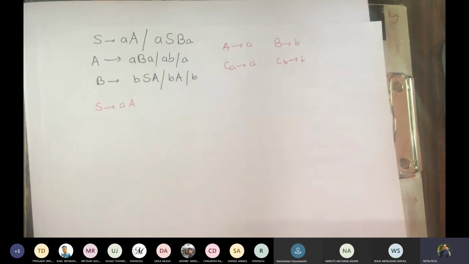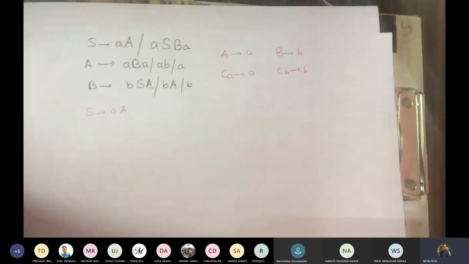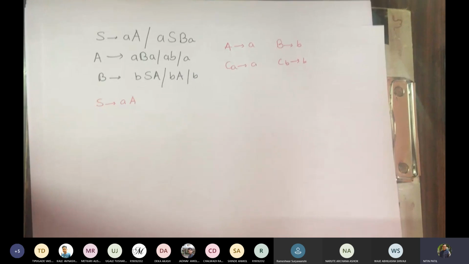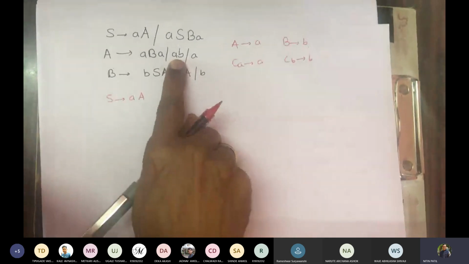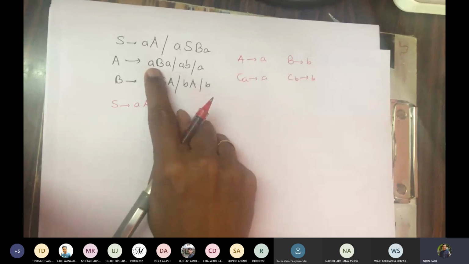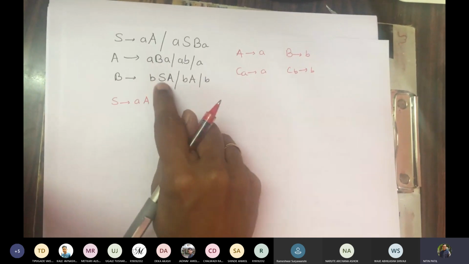Everyone note down this. What is to be done? Whenever you see terminals occurring on the right side, either only two terminals are there, or a terminal occurring with a variable or variables, in that case you have to work with that scenario.